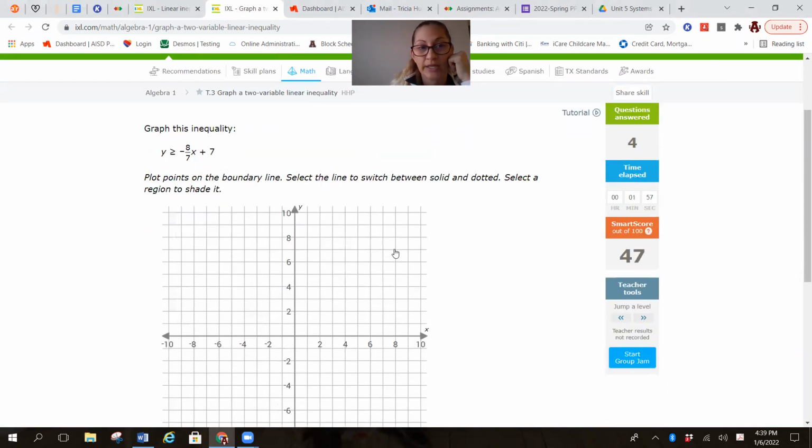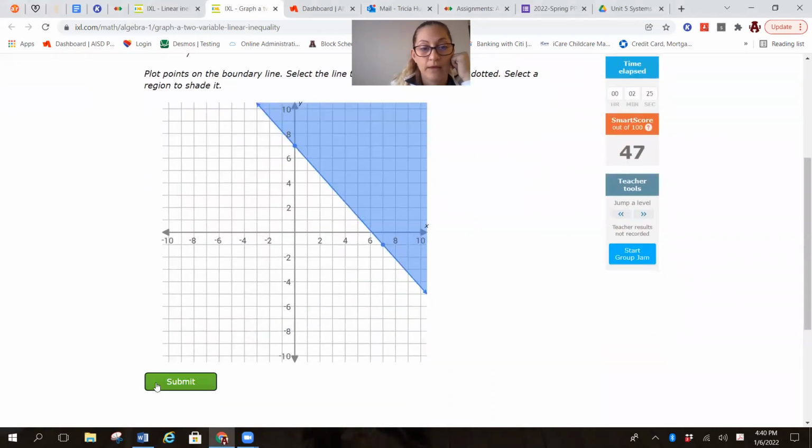All right, let's do one like this. This one says start at +7. You're going to go down 8 over 1. There's down 8 over 1. Oh, excuse me, over 7. Goodness gracious. Click it. Now this is a greater than or equal to. So I'm going to leave it a solid line and I'm going to graph greater than. And submit.